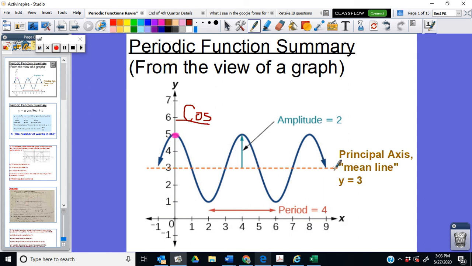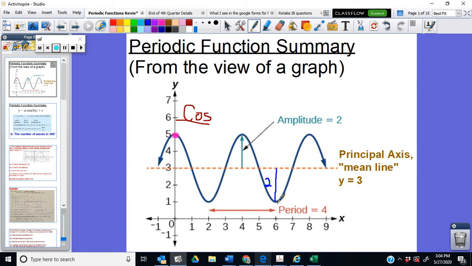Now, if you think about where is the middle, what would cut this in half? That is your principal axis, that is your mean line, and in this case we can see it's 3. Then if you go up from the mean line to the maximum, or down from the mean line to the minimum, we see that that is 2. And so that's why the amplitude is 2.